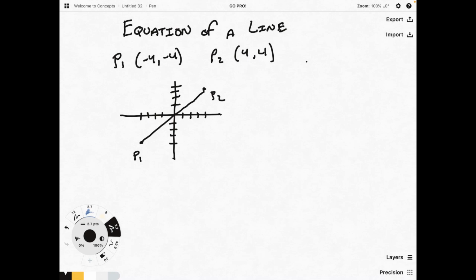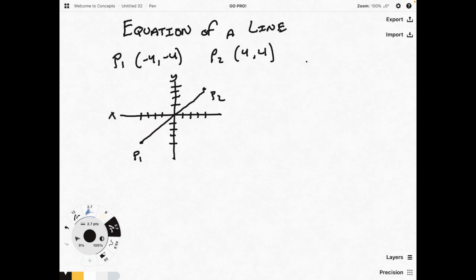If you have a line that is not parallel to the y-axis, this is the x-axis and this is the y-axis. So if you have a line that is not parallel to the y-axis, then with these 2 points, you can identify what the slope of the line is. So what is the slope of the line? Well, the slope of the line essentially tells you how steep the line increases or decreases. Slope can be either a negative value or a positive value.